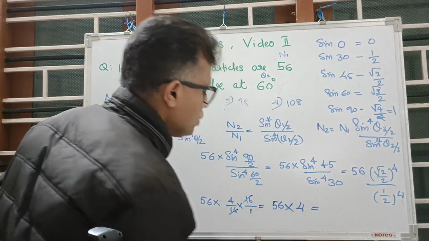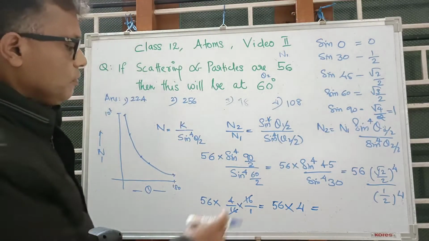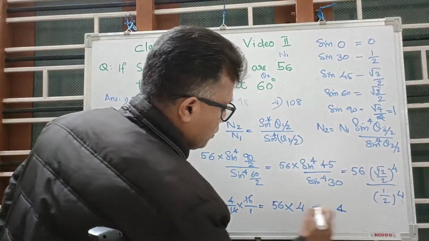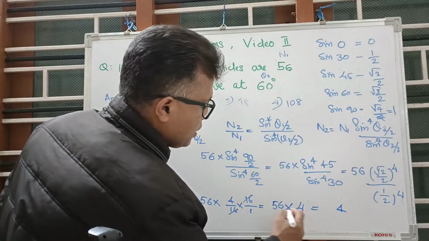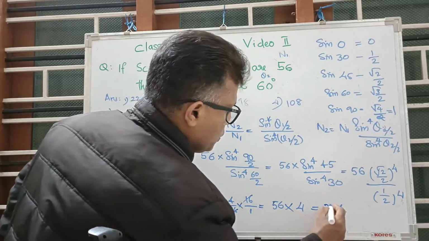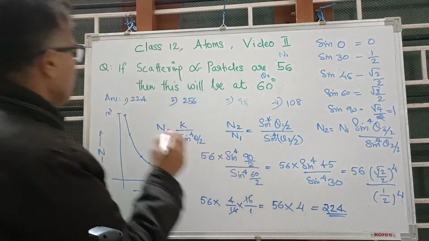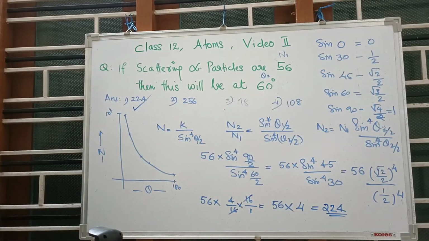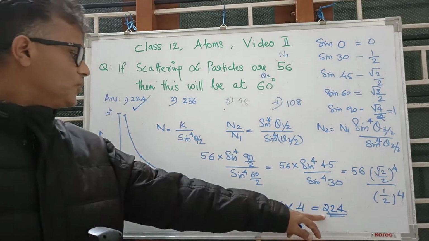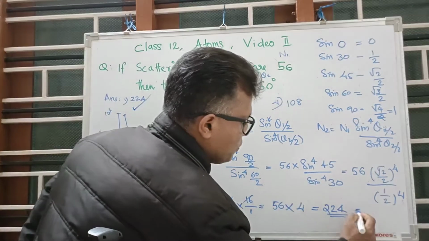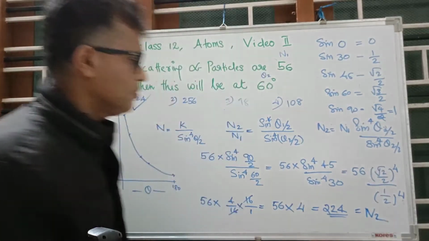56 into 4 is how much? 224. So the answer will be 224. Clear? So this one is N2.